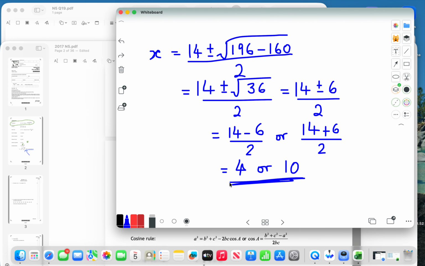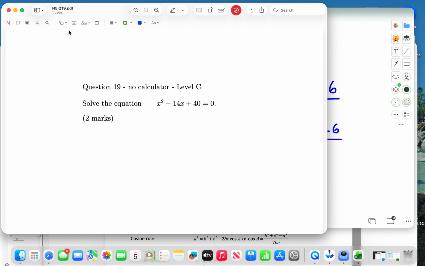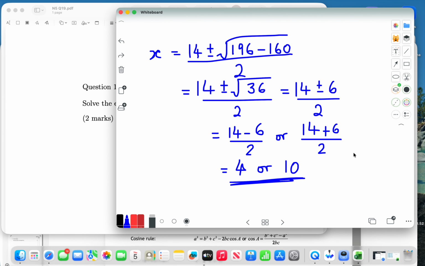Both methods get the same answer, as they should. So I hope you found this useful, and best of luck with the studying. Thank you for watching.